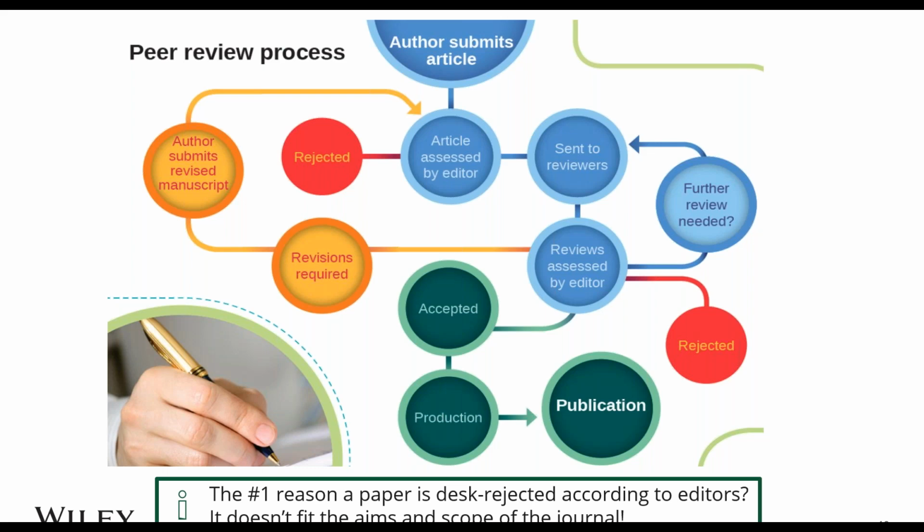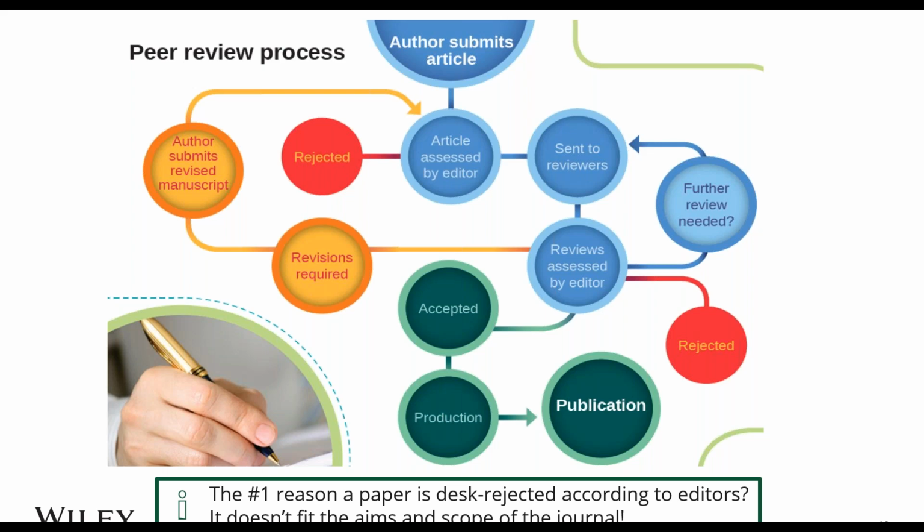If there's no reason for a desk reject, the editor will send your article out to reviewers to be assessed. These reviews are returned to the editor, who will decide on the next course of action depending on the result of the review. The editor might decide that the article isn't publishable and reject it. The article might be sent back to the author for further revisions, and the author will then revise the manuscript and resubmit.